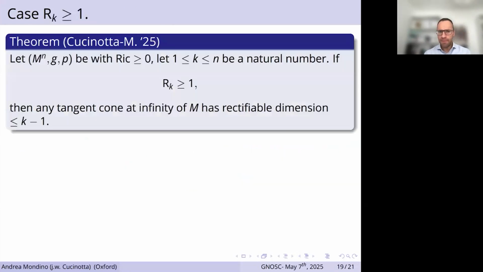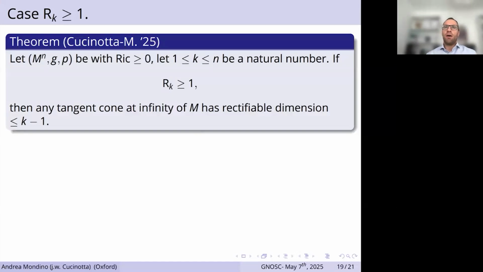So with Cucinotta, what we proved is that if you have a manifold M with non-negative Ricci and positive k-scalar curvature, so the sum of the k smallest eigenvalues of the Ricci is at least, say, bigger than epsilon, here we don't need 1, then any tangent cone at infinity of M has rectifiable dimension at most k-1.